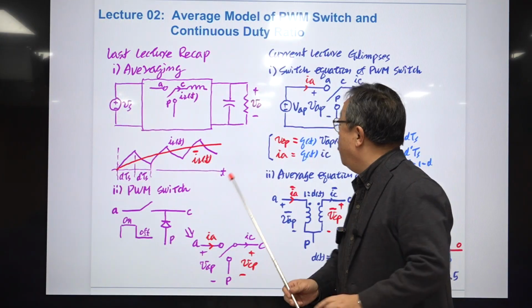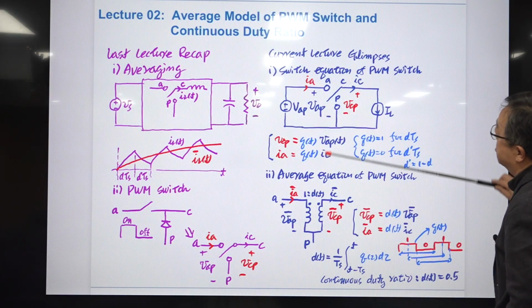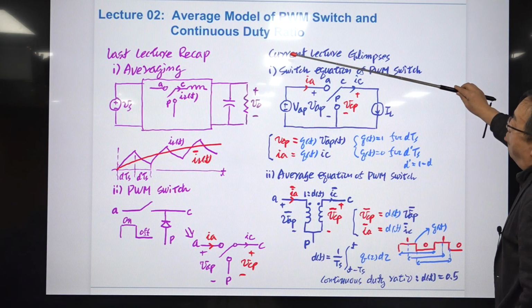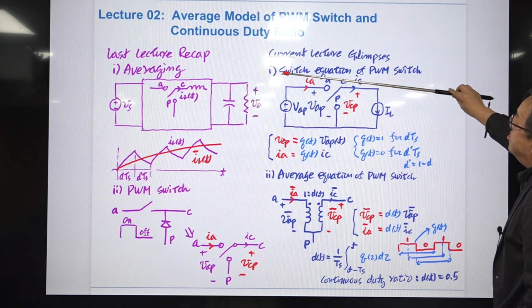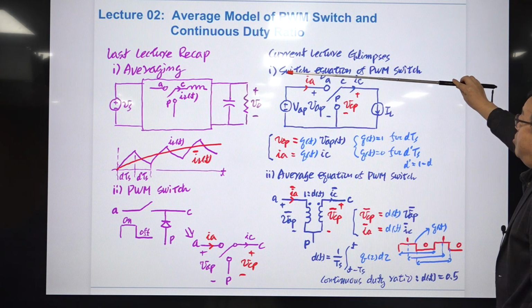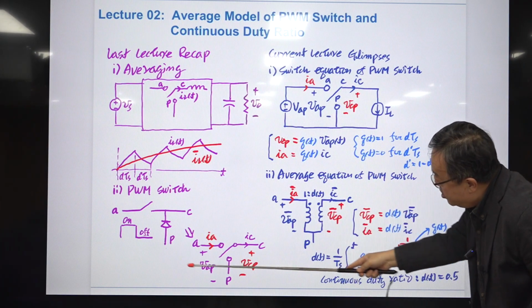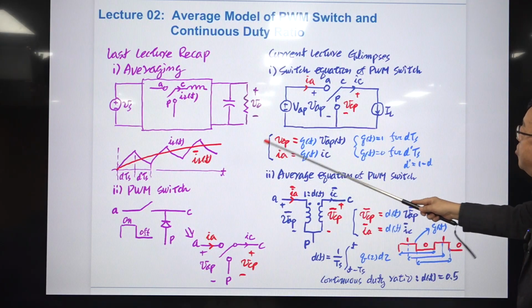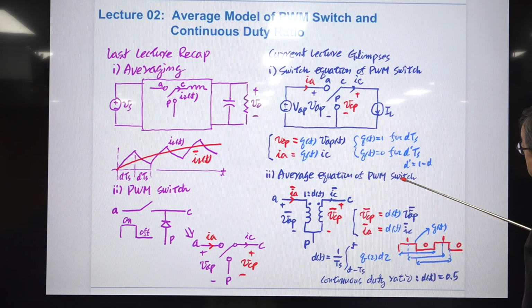Okay. So in this lecture number 2, we'll discuss this, and this is the summary of the output of this lecture number 2. Okay. So first, this is the switch equation of the PWM switch. The functional description of this is transferred into this equation form, which has a form of equation.